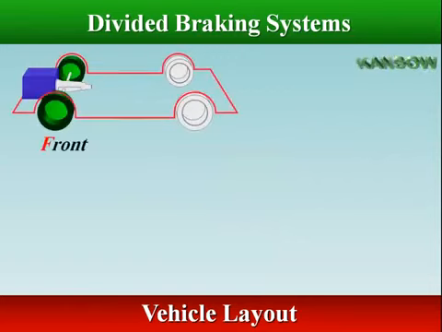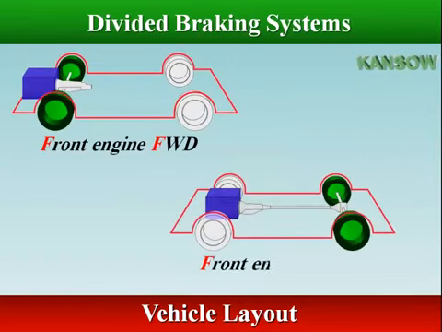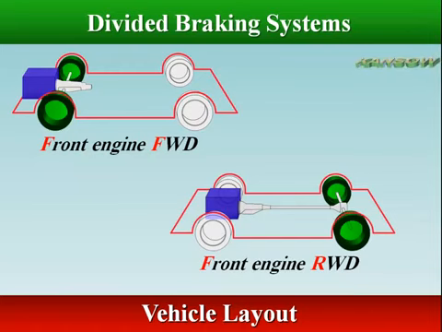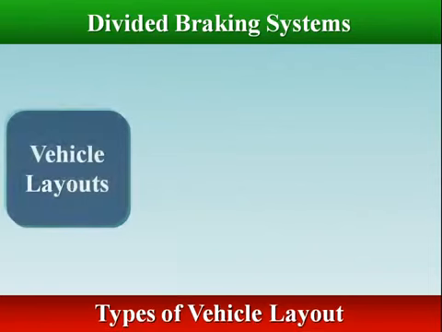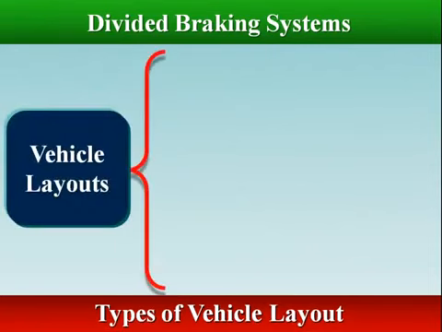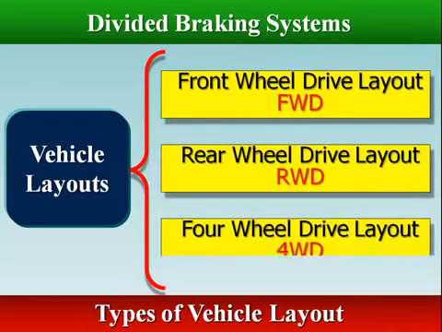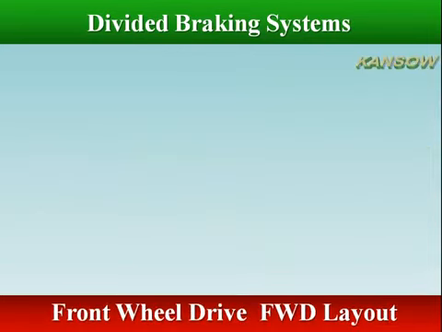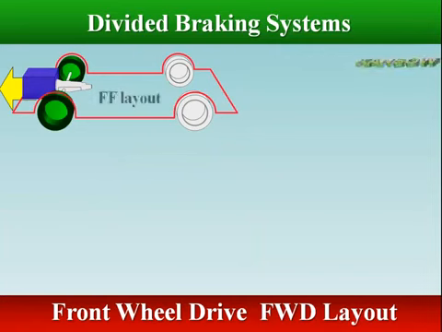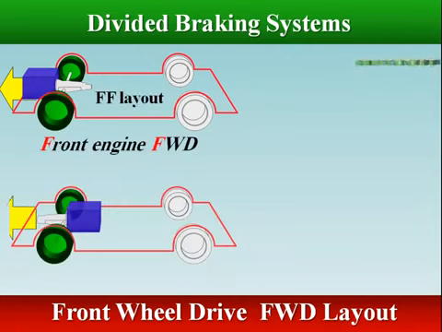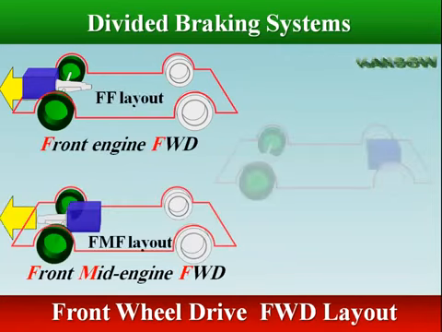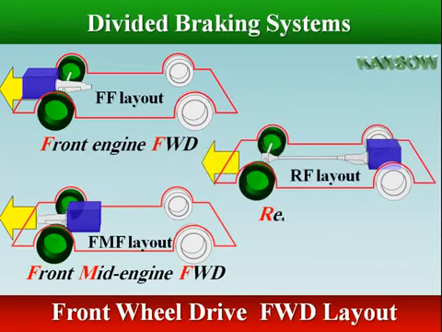A wheel's braking ability depends on the load it's carrying during braking, so the type of vehicle is a major factor in determining how its system should be divided. Vehicle layouts can roughly be divided into three categories: front-wheel drive, rear-wheel drive, and four-wheel drive. Many different combinations of engine location and driven wheels are found in practice, and the location of each is dependent on the application for which the vehicle will be used.